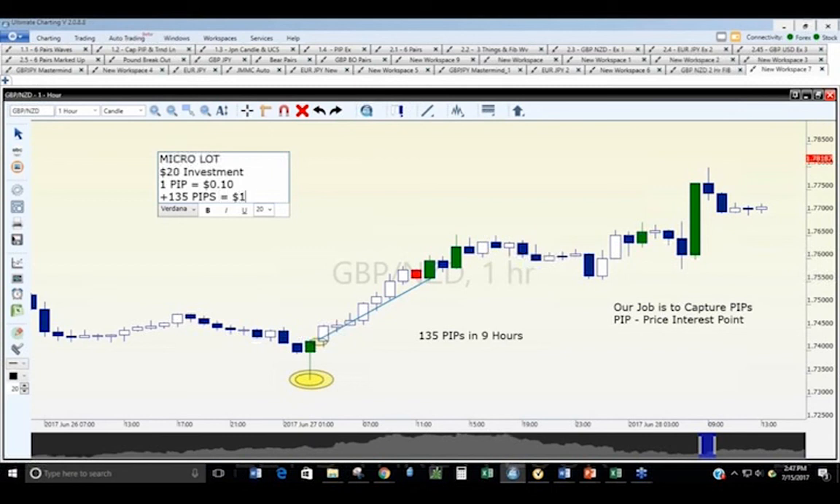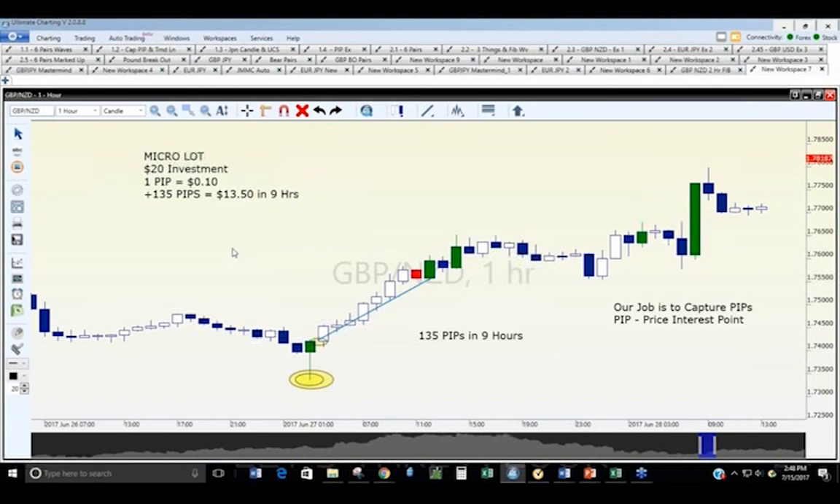This would equal $13.50 in 9 hours. Now, I know what you're thinking. You're saying, well, $13.50 in 9 hours, it's not a lot. Oh, this is powerful because you're just starting off. You're learning a trade, you're learning a skill, and you can risk a little to make a little.